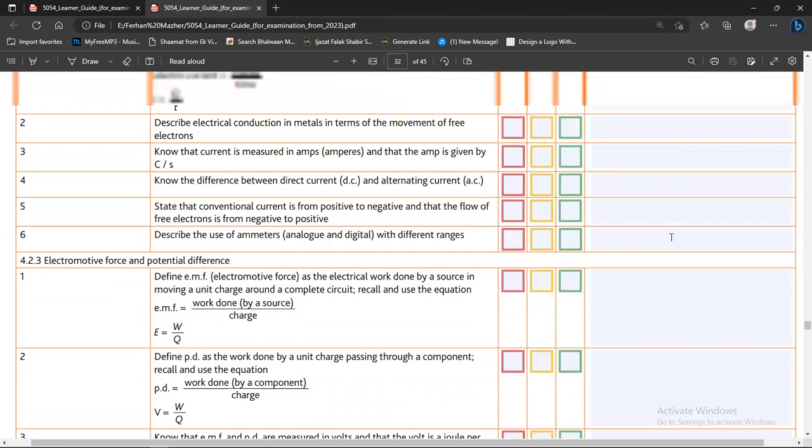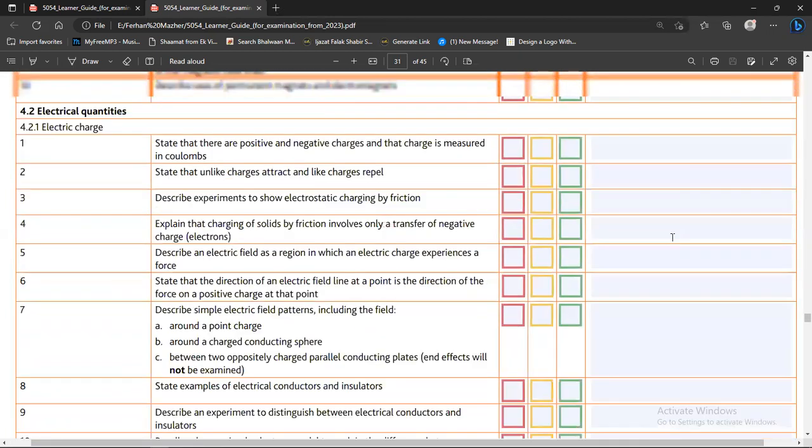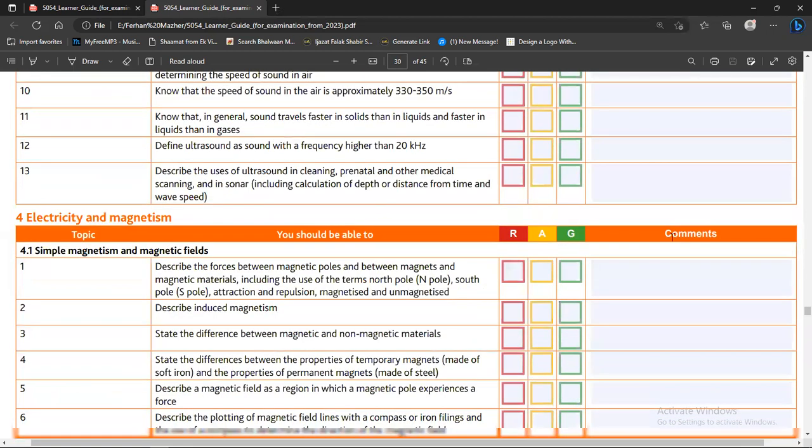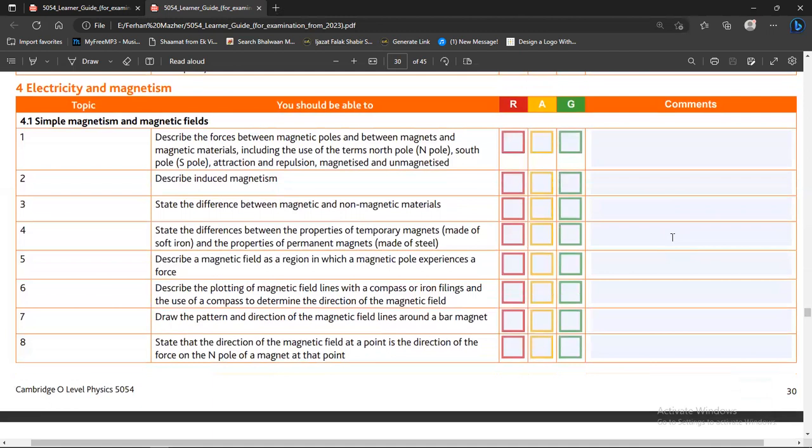Cambridge O-levels. And these are revision checklists, and you can use this and check that if your revision is complete, you have done all these topics.